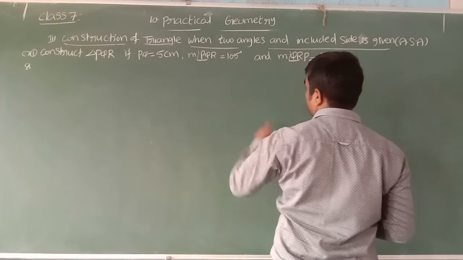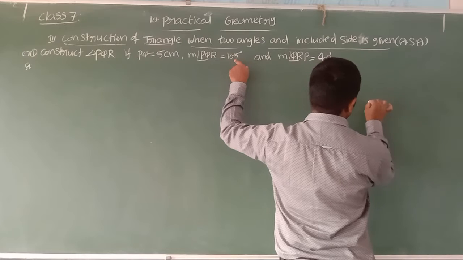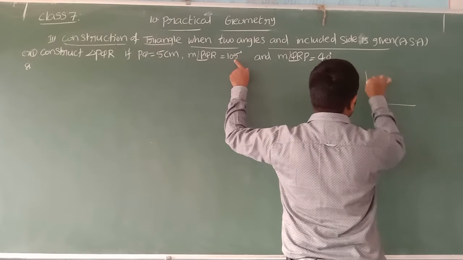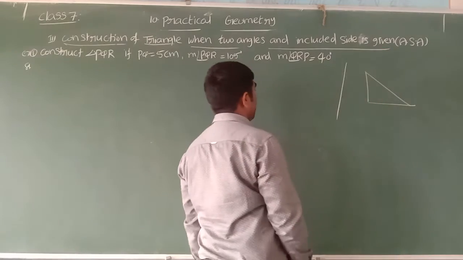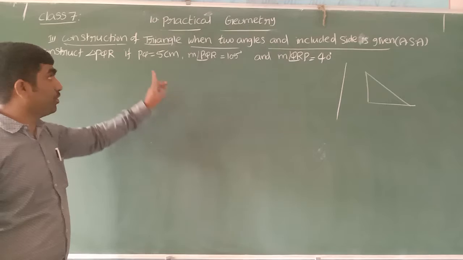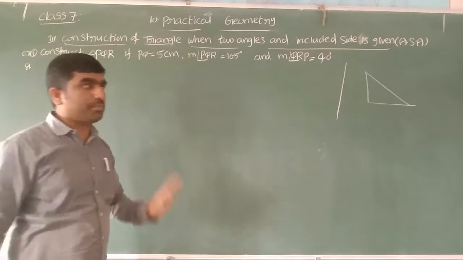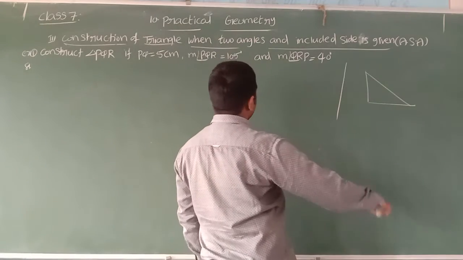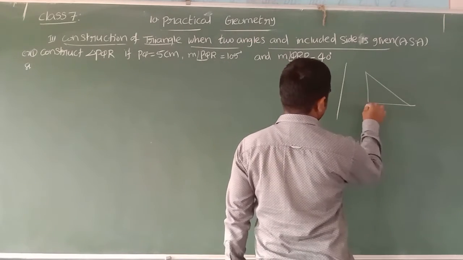First, let me draw one triangle. 105 degrees is more than 90, so it is an obtuse angle triangle. Let me draw one obtuse angle triangle. Now, what is the base? PQ. Here we know the length of only one side, so the only possibility is that we take that one side as the base. So let me take PQ as the base.